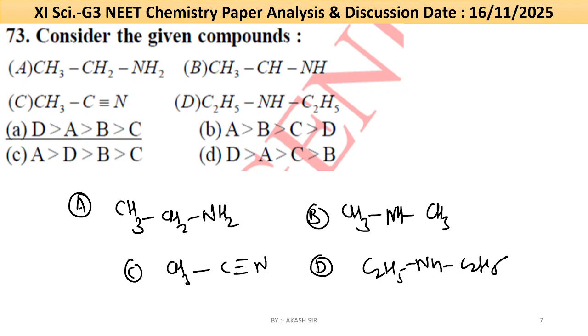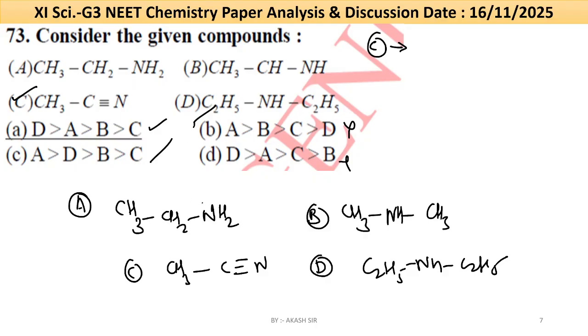Now what happens here? C is the nitrile, and here is the diethylamine. Now nitriles, option C, are not bases due to the involvement of the nitrogen lone pair in conjugation with the triple bond. These are not basic. Now C will be in the last. Now look towards the options where C is last, not here, not here, it may be A or it may be C. Now the primary amine.